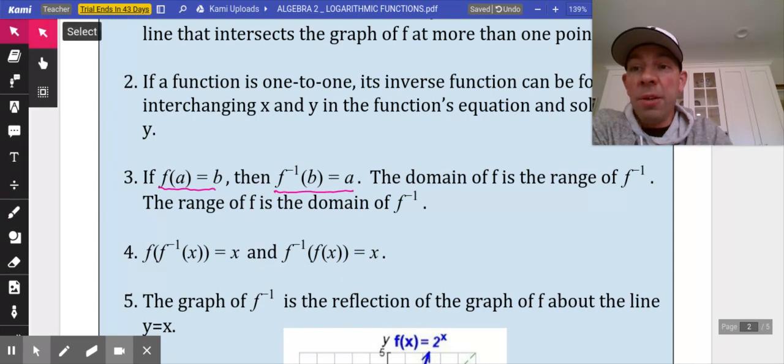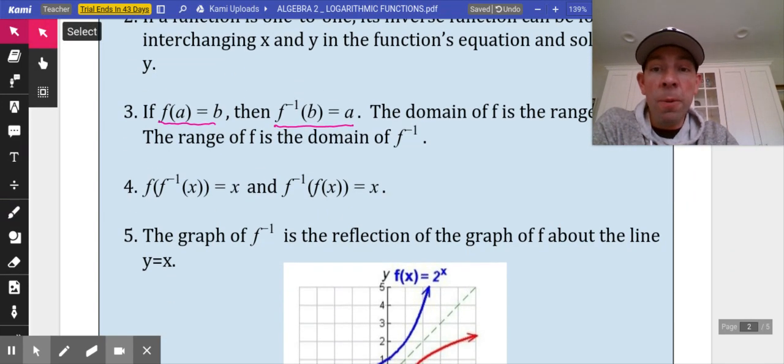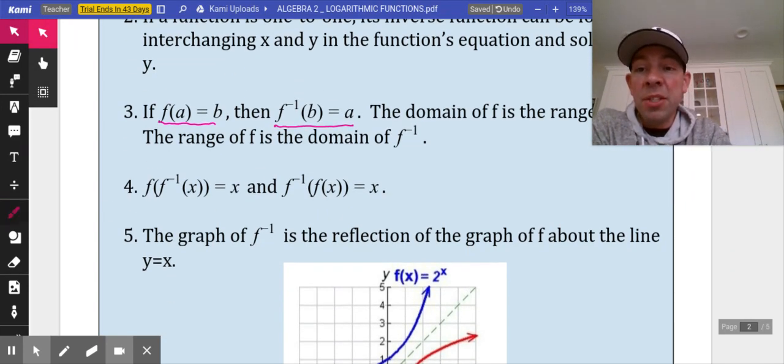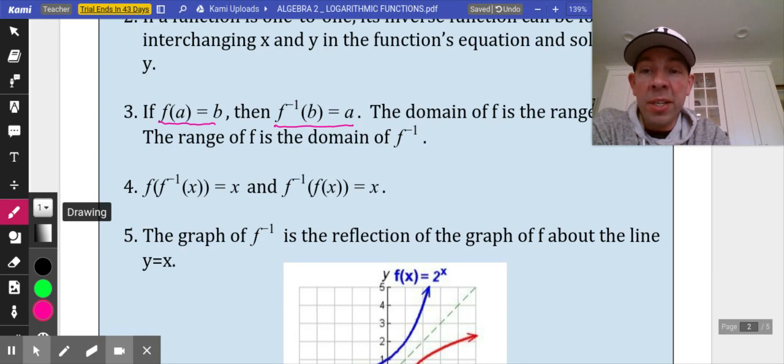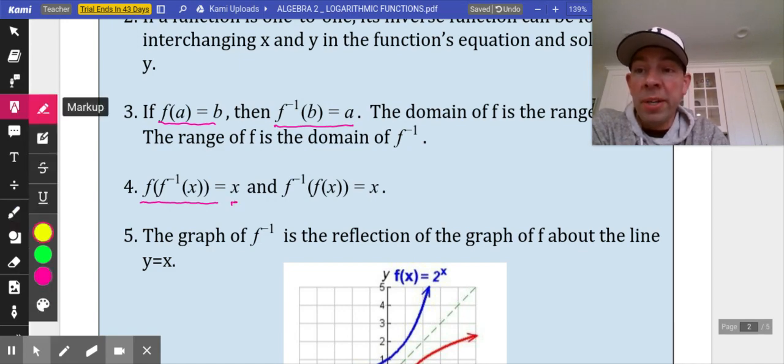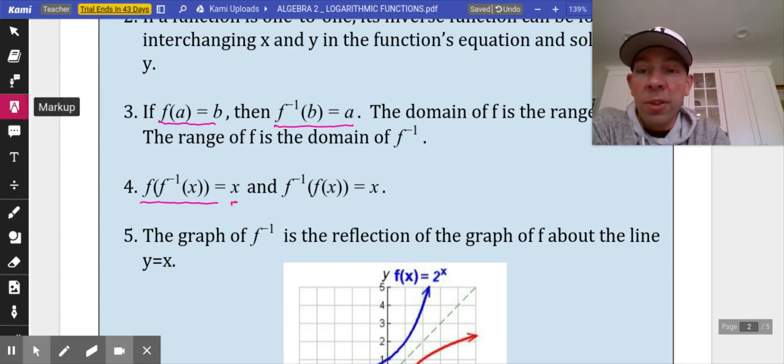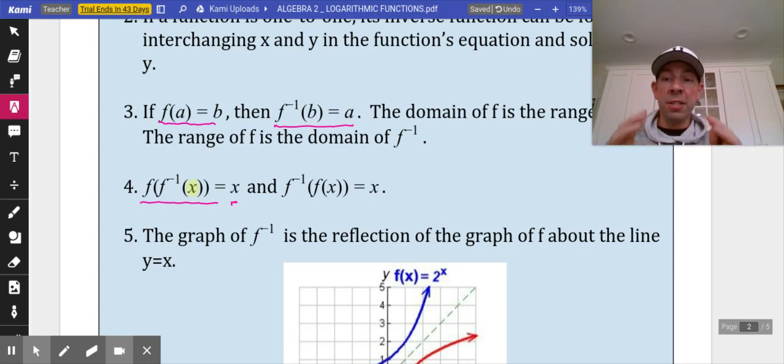Here's one that you may remember from a couple of weeks ago. We were talking about the composition of functions, and we said if we compose these, if we do f of f inverse of x, the final output is just x. And I want to pause right there, and let's talk about that for a second.